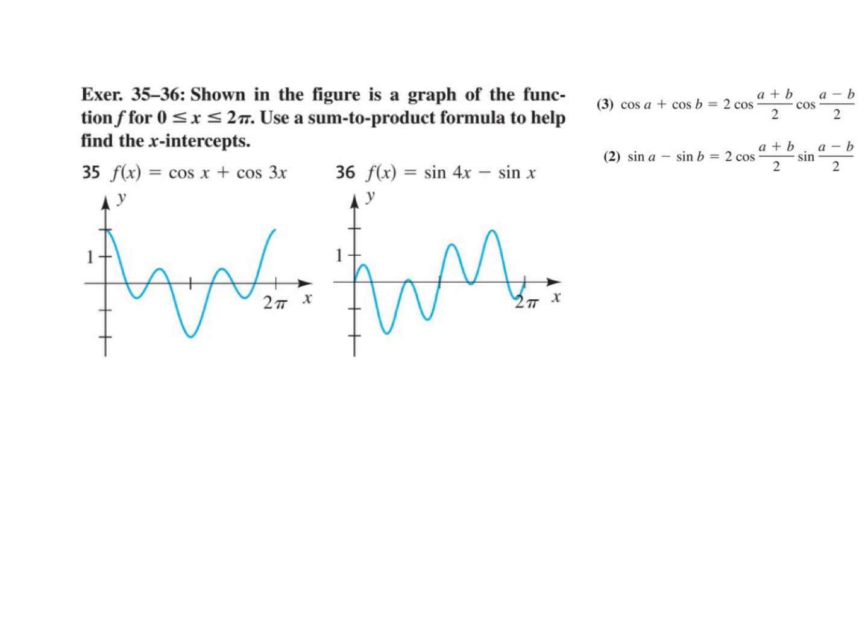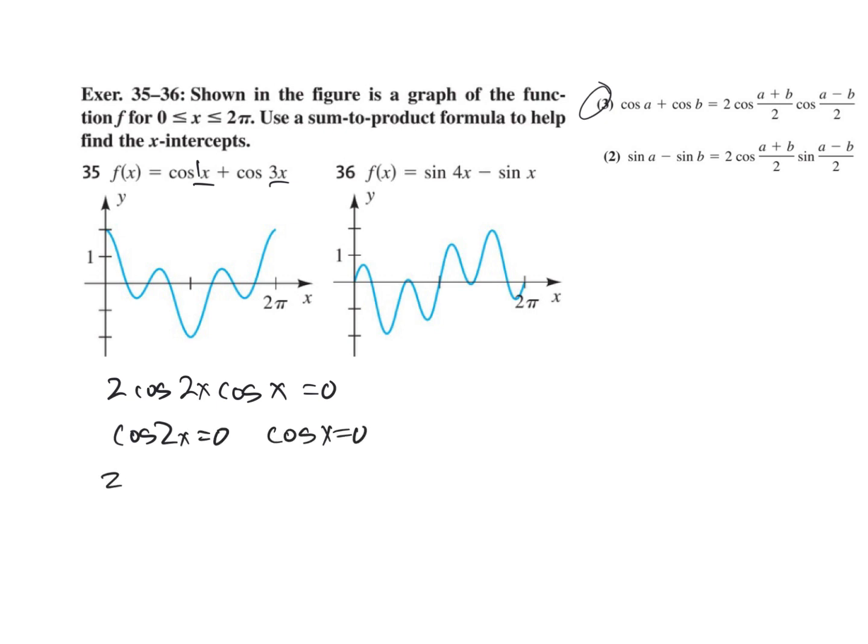So number 35 uses the number 3 formula here. That is 2 cosine of the 1x plus the 3x, which is 4x over 2, is 2x, times the cosine of the difference. So negative 2x over 2 is negative x, and again, the negative doesn't matter in cosine. Now it wants to know where it equals 0. So divide off the 2, it doesn't matter. Then you're left with cosine of 2x equals 0, or the cosine of x equals 0.